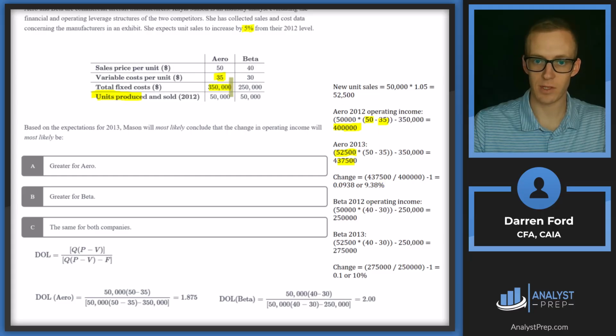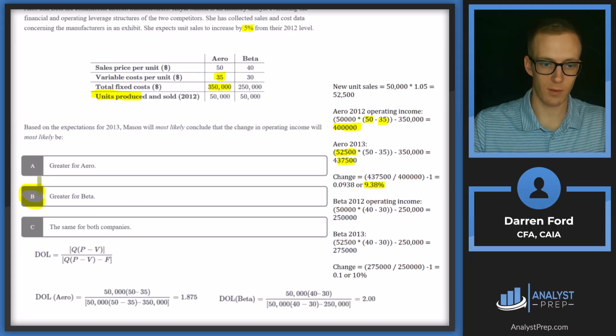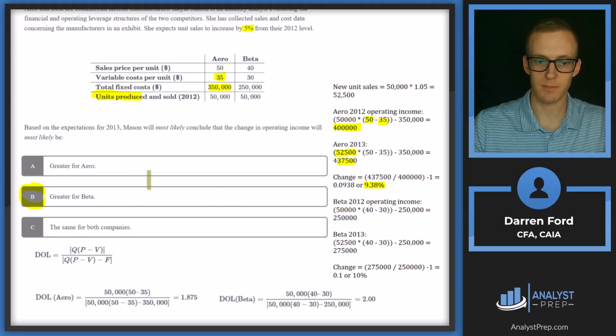So by having sales go up by 5%, our operating income went up by 9.38%. And then for Beta, we're going to run that same thing. When we do that, we get 250 and 275, and we see that change ends up being 10% relative to the 9.38%. So just another way to walk through, show all the math, and see how it works in practice. Answer B.